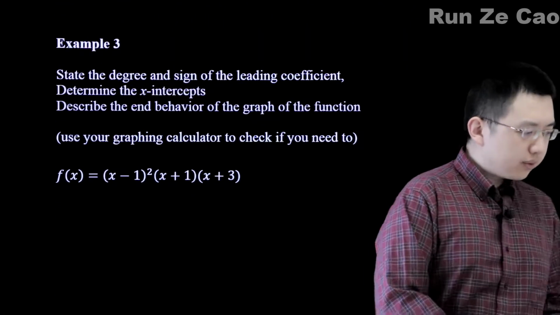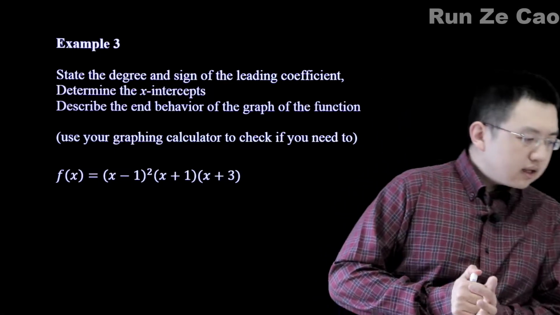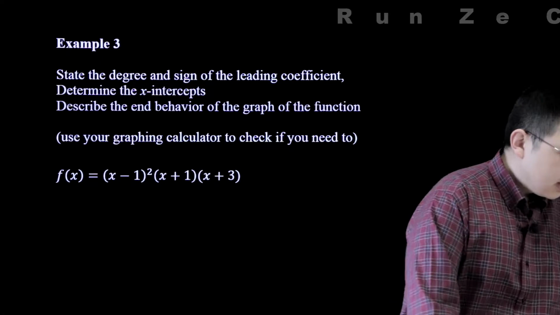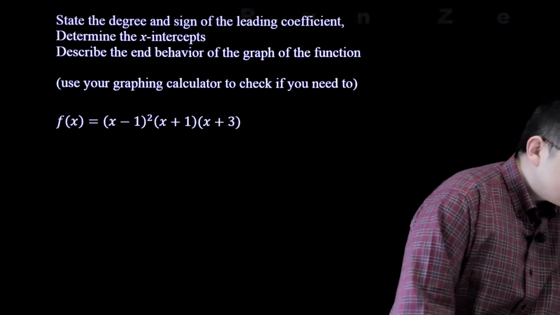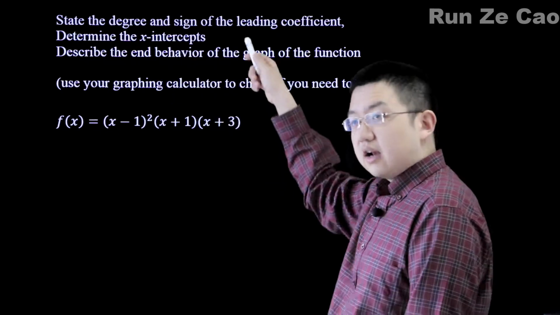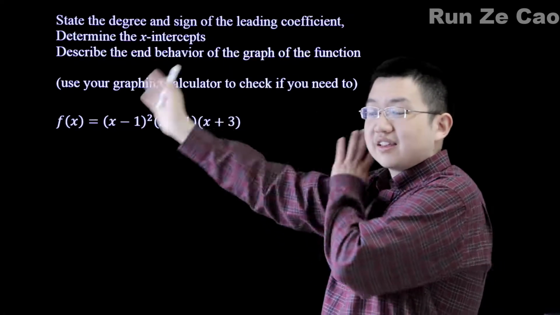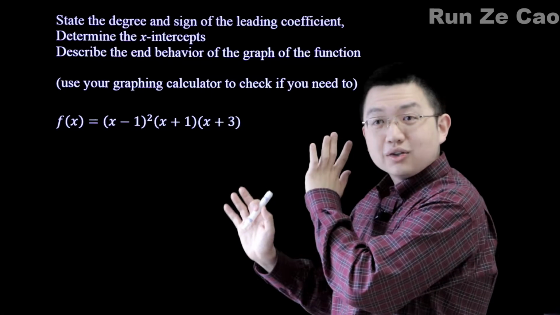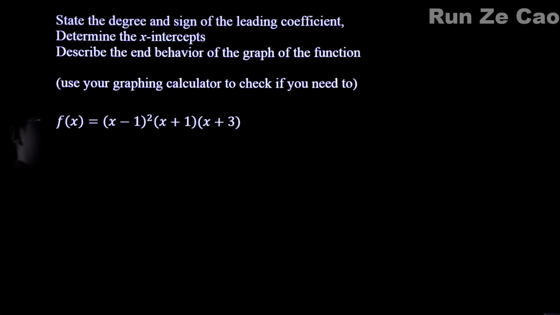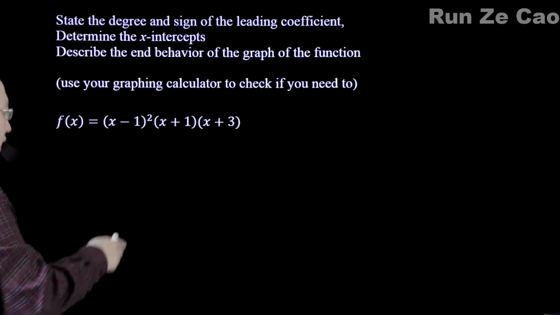All right, example 3. State the degree and sign of the leading coefficient, determine the x-intercepts, and determine the end behavior of the graph of the function. Now please note the degree and the sign of the coefficient are separate things, because the coefficients don't have degrees. So use your graphing calculator to check if you need to. We're not going to bother.